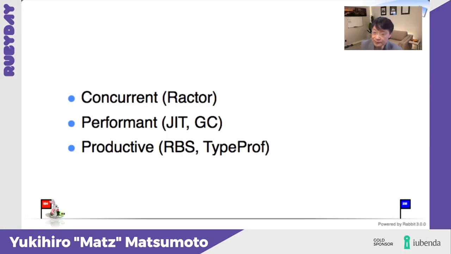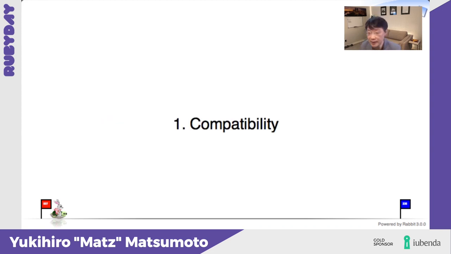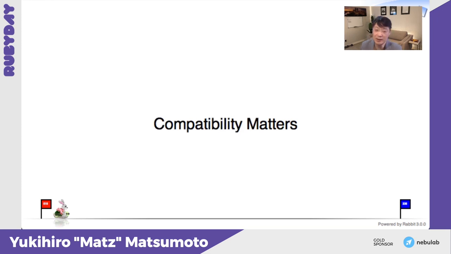The basic design goals of Ruby 3 are being compatible, being faster, and being better. Let me explain them one by one. The compatibility. I declare that almost all 2.x Ruby programs run on Ruby 3.0 without any modification. Almost all. Because compatibility matters.